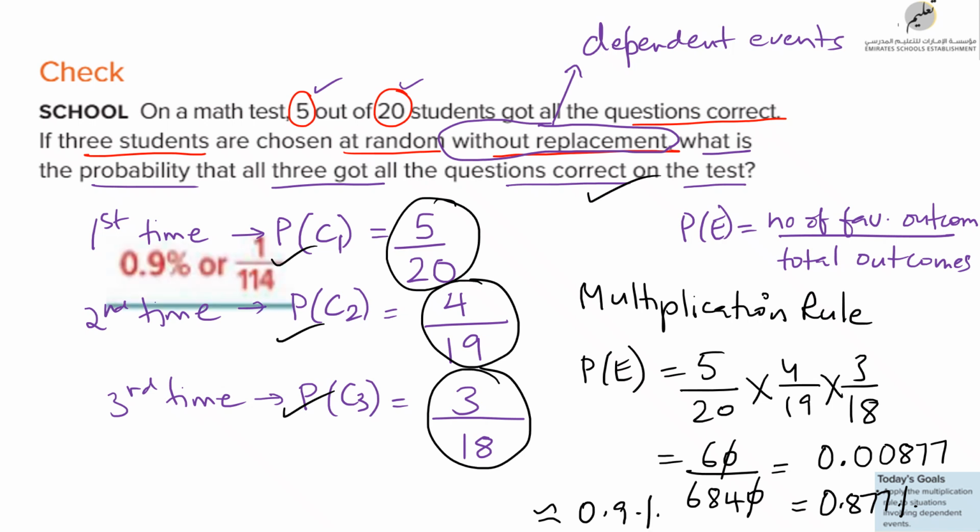If you check your answer, 0.9%, or if you check the fraction, 1 divided by 114. So this 6 divided by 684 is equal to 1 over 114. So this is how we solve the question for dependent events using the multiplication rule.